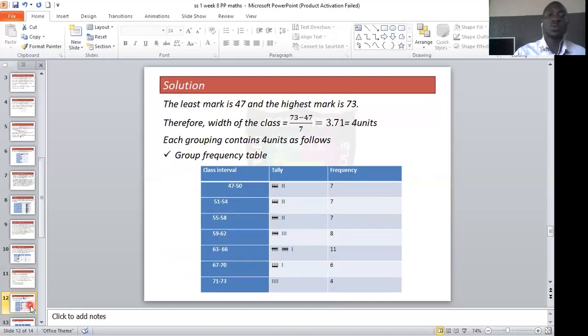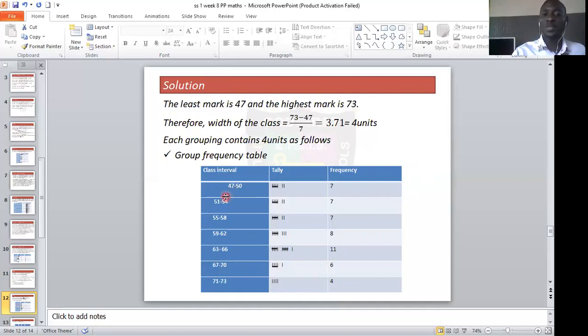So how do we go about that? First, the lowest mark is 47 and the highest mark is 73. Therefore, the width of the class is 73 minus 47, divided by the 7 equal intervals, which will give you 3.71. We are not dealing with decimals, so we approximate to 4 units. So the difference between the classes will now be 4.